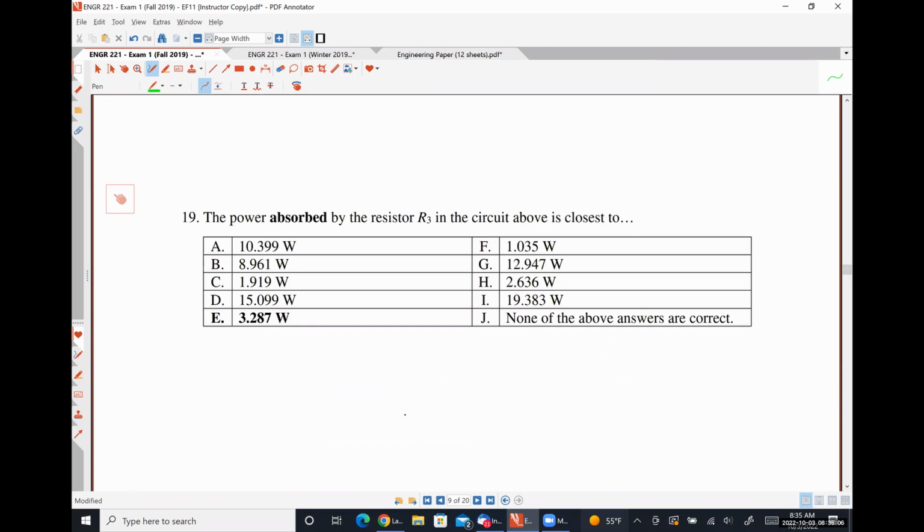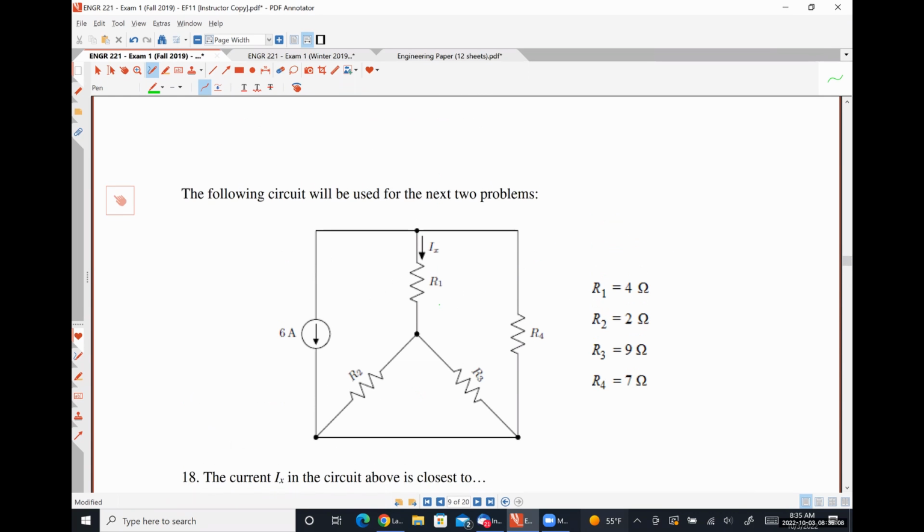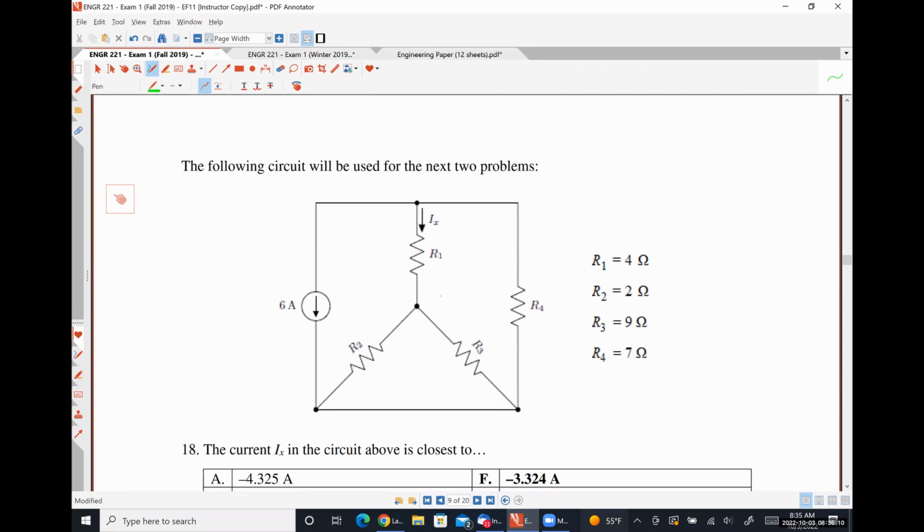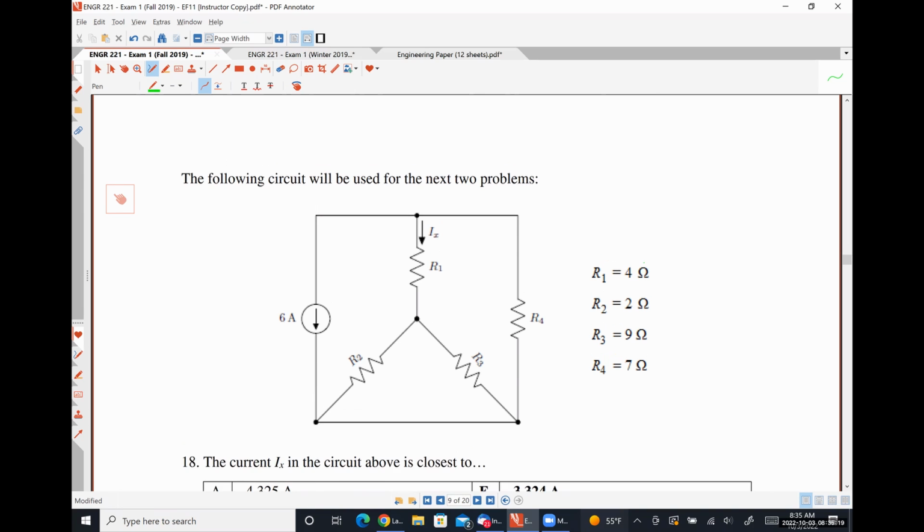It's probably the way I told you I would prefer you not to do it, and I think I warned you about that as well. So we're finding IX here. What I'm going to do is find this equivalent resistance, okay?